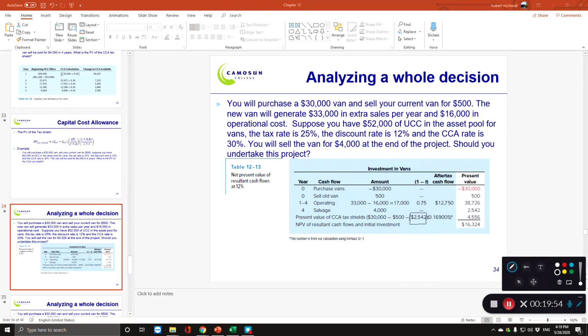That should be 2,542. And then if you put all the other information I told you in for the last parenthesis, and you do the calculation, you should find that the PV of the tax shield in this case was 4,556. Does that make sense?